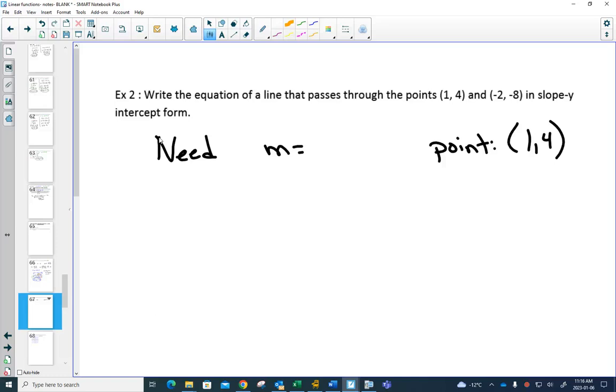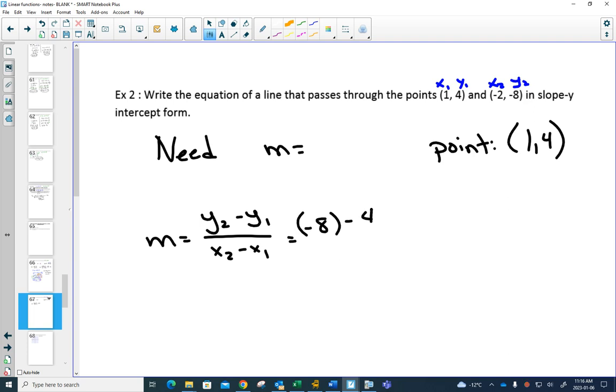But I don't have my slope, but my slope formula says rise over run. So if I label this as my point 1, x1, y1, and x2, y2, I could plug that into my formula. -8 minus 4 over -2 minus 1 gives me -12 over -3, which is +4.